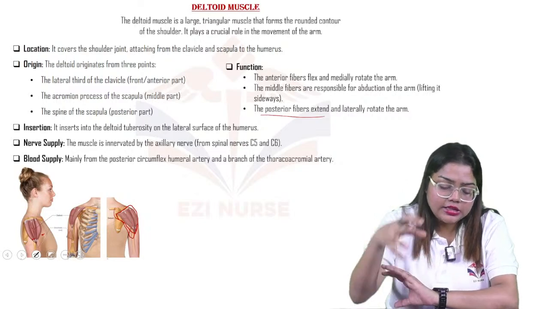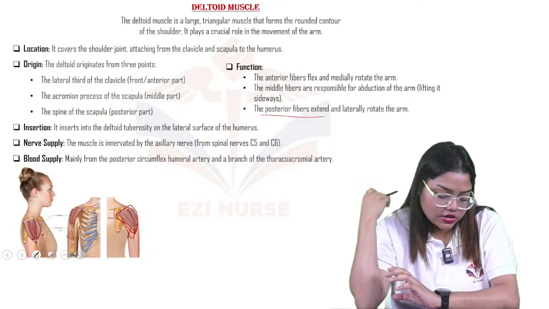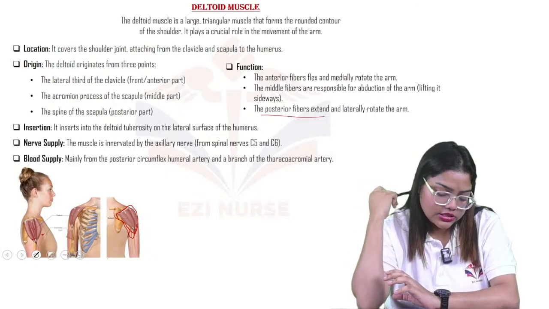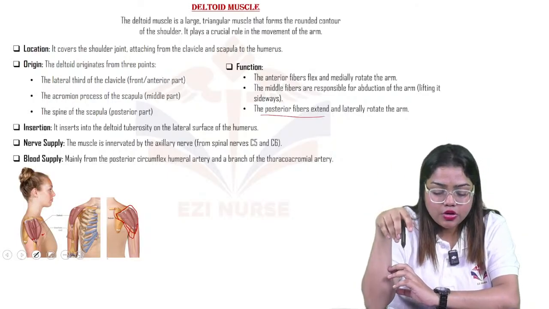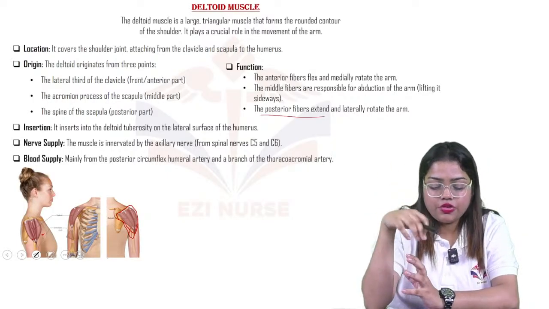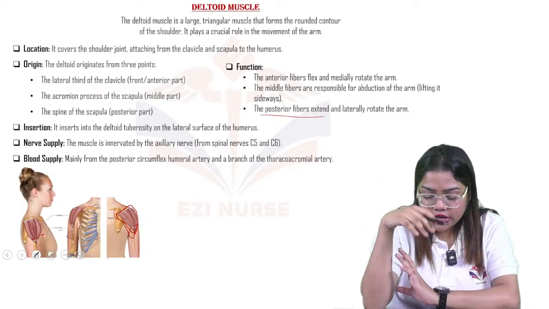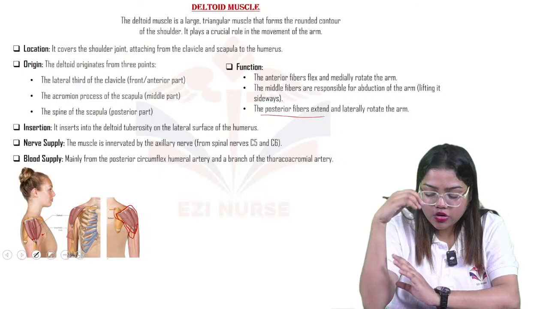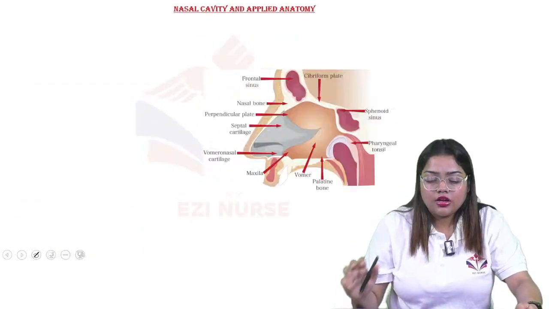The nerve supply: the muscle is innervated by the axillary nerve from spinal nerves C5 to C6. The blood supply is mainly from the posterior circumflex humeral artery and a branch of the thoracoacromial artery. So this is the anatomy of the deltoid muscle.